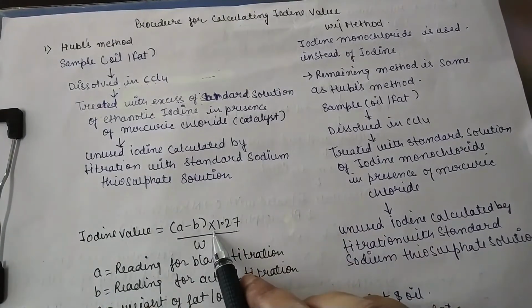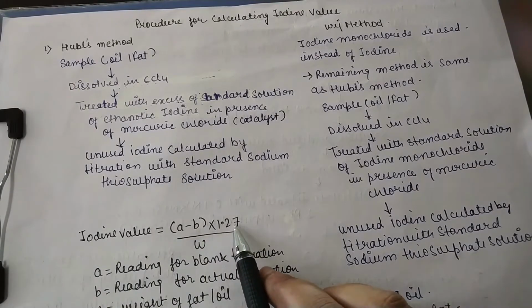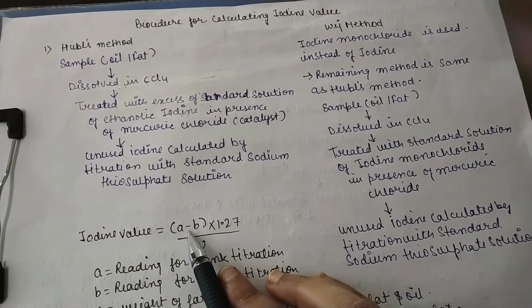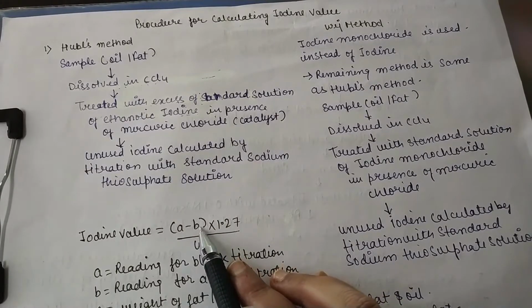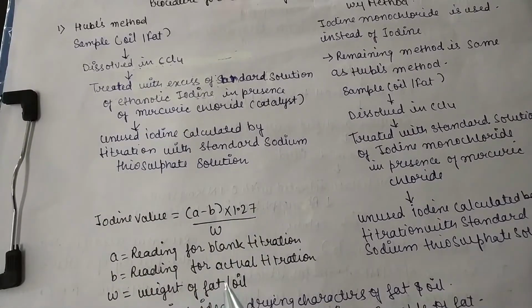So this is the formula to calculate iodine value: (A minus B) multiplied by 1.27 divided by W. A is the reading of the blank titration, B is the reading of the sample titration, and W is the weight of fat or oil. So this is the formula to calculate iodine value.